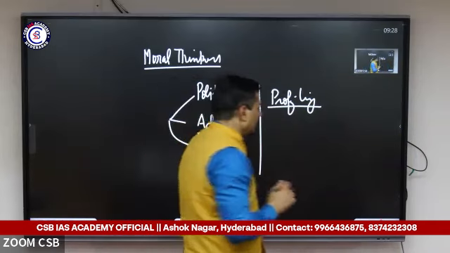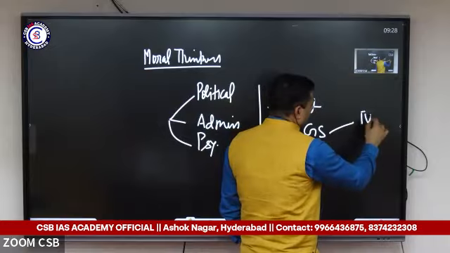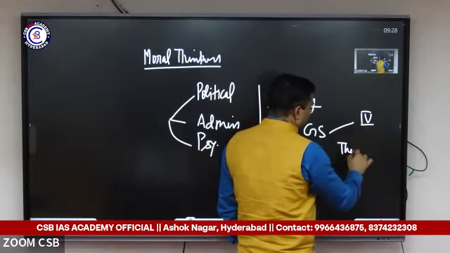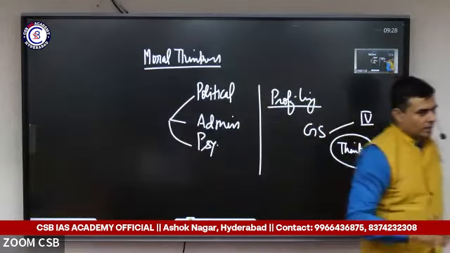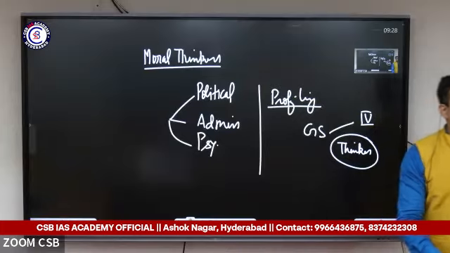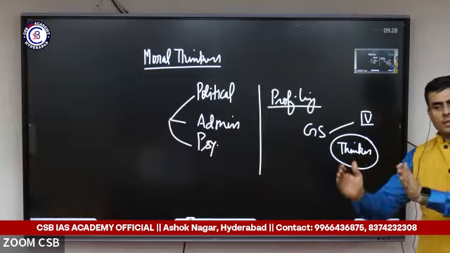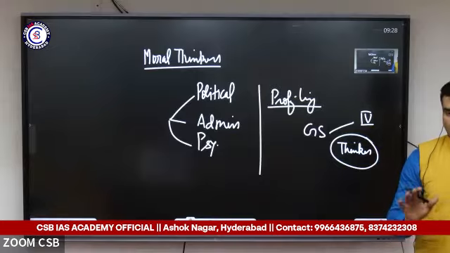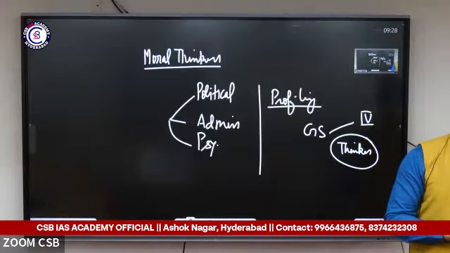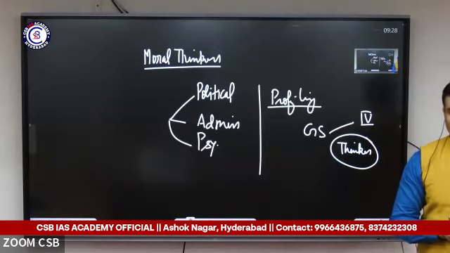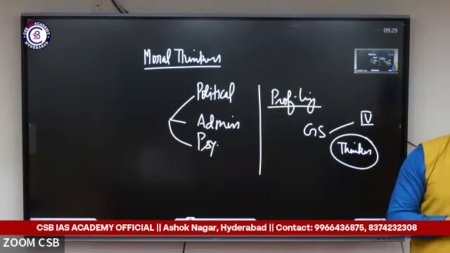So the basic thing is, in all the GS papers, only GS paper 4 is the paper where you will find thinkers who have given their views and ideas. In other papers, you need not mention those thinkers. You just directly write their views and ideas without mentioning them. But in the ethics paper, they expect you to mention those thinkers. So help of technology and some smart work is required.